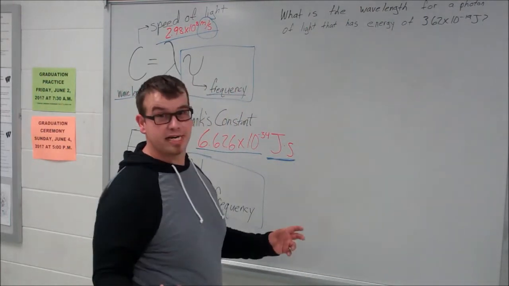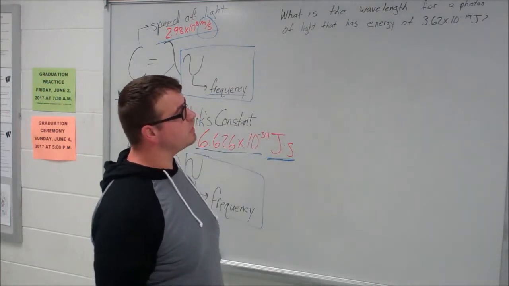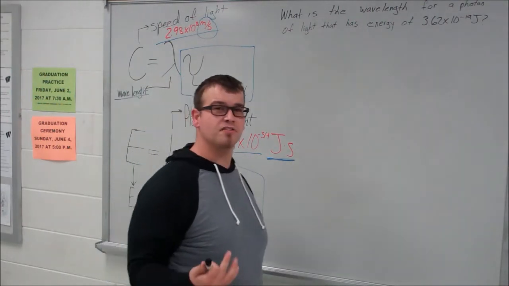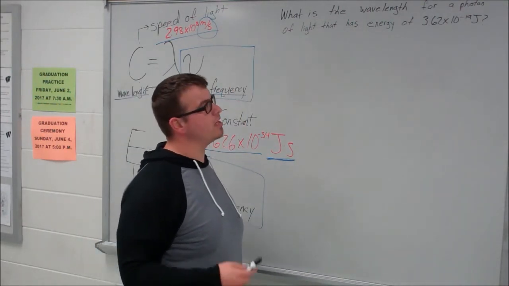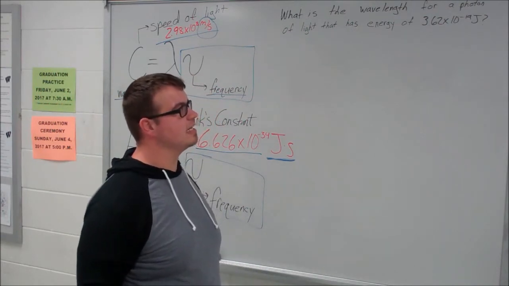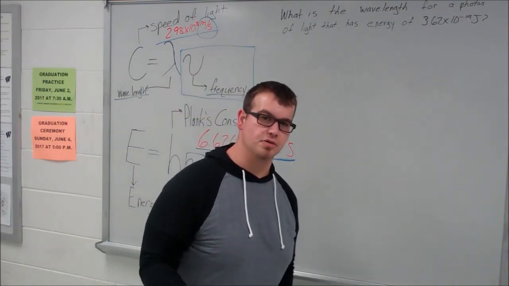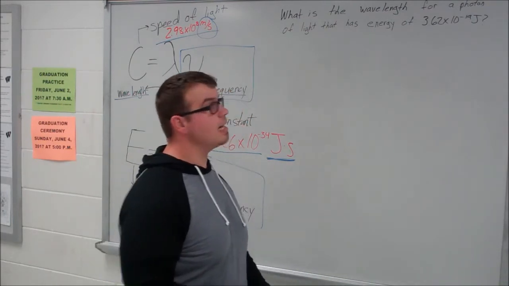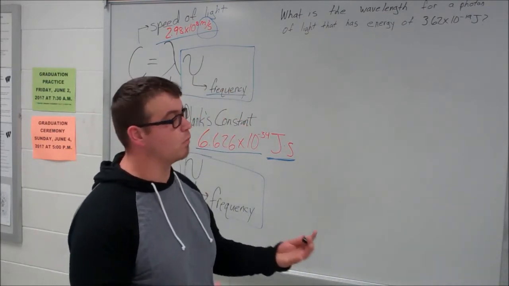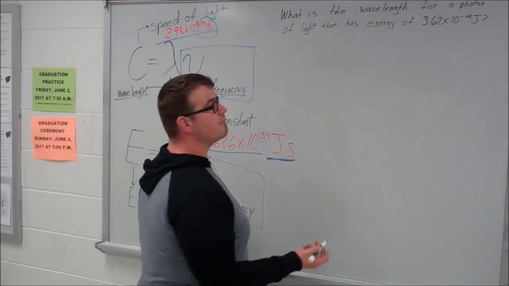So the question reads, what is the wavelength for a photon of light that has energy of 3.62 times 10 to the negative 19th joules? Do what I've done with you guys so far. Write down what you're looking for. What are you trying to find? You're trying to find wavelength.